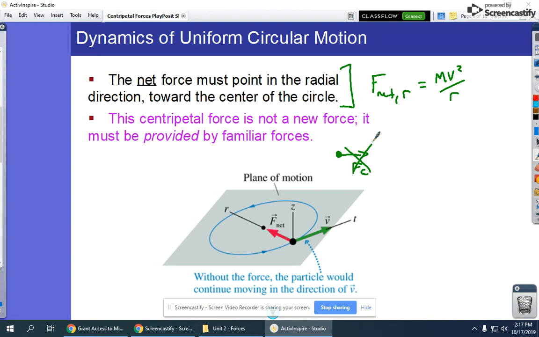So again, if I have a ball on a string, what's going to be providing that centripetal force? It's going to be tension supplying that centripetal force. If I have the Earth going around the sun, it's gravity providing that centripetal force. So something is always providing the centripetal force. It's never just a new kind of force. You never just have, oh, here's a centripetal force.